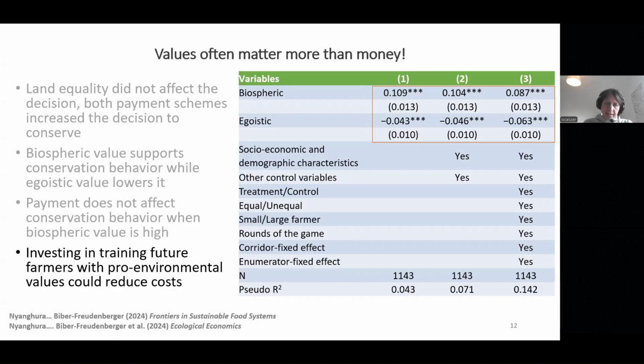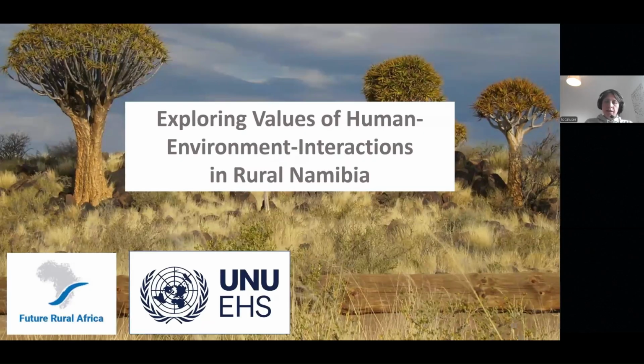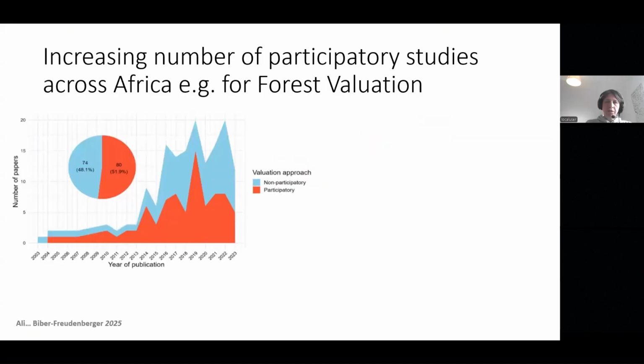So what that tells us is that actually increasing these biospheric and pro-environmental values among farmers could considerably reduce costs and would make sense in the long run. So values overall seem to matter, and they of course matter for what we value today, but they also maybe have an impact on the future. And in this case study that I'm going to talk about, we want to take a look at that in rural Namibia. But first of all, let me show you some results also from a literature review that we did.